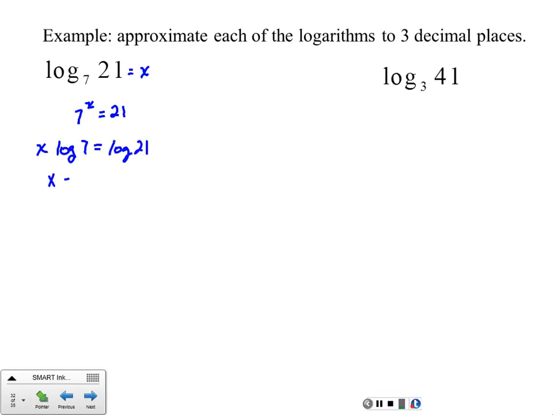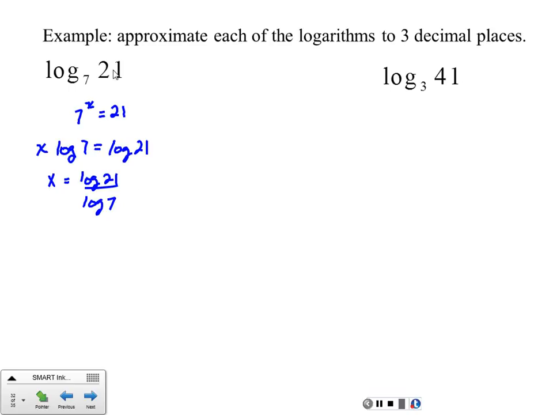Alright, and so we're going to have x is equal to log 21 over log 7. Do you see a shortcut? Going straight back up here, log base 7 of 21, to here. From here to here. And this works every single time. Every single time. Okay? Just going from here to here.